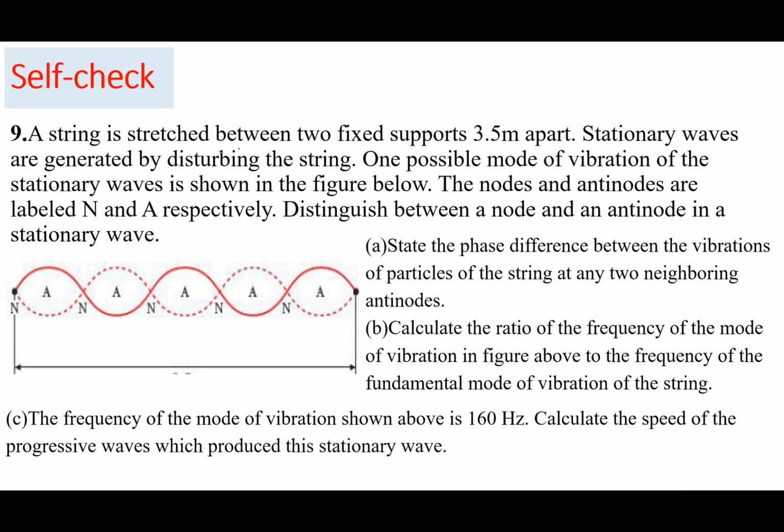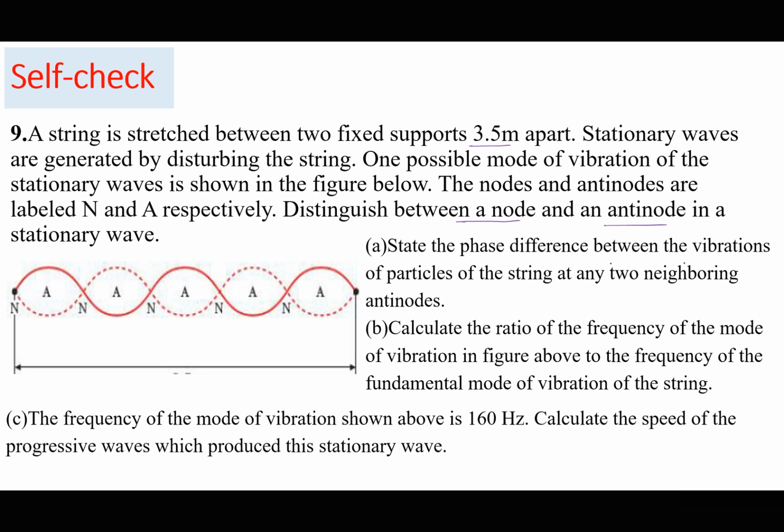A string is stretched between two fixed supports 3.5 meters apart. Stationary waves are generated by disturbing the string. One possible mode of vibration of the stationary wave is shown in the figure below. The nodes and antinodes are labeled N and A respectively. Distinguish between a node and an antinode. Of course, by this point you know what a node is: a point where particles are permanently at rest, and an antinode is a point or region where particles vibrate with the maximum amplitude.